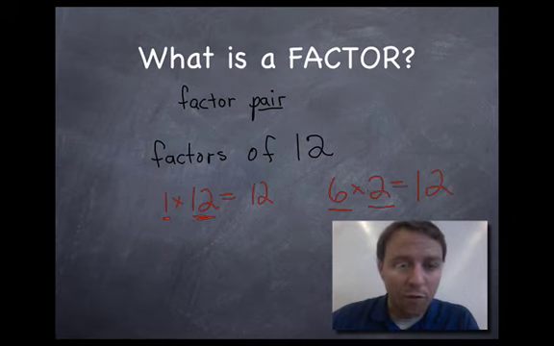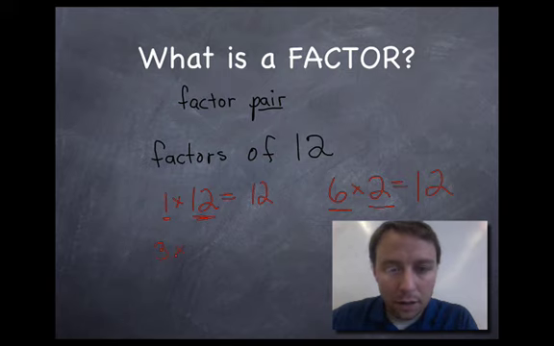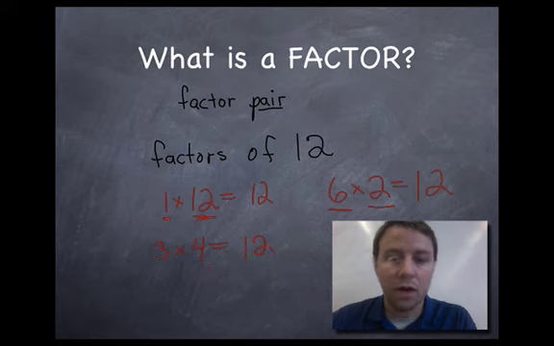Here's another factor pair of 12. How about 3 times 4? That also equals 12. Okay, so 3 and 4 are another factor pair for 12.